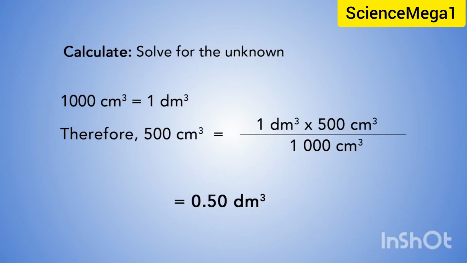Now let's use the relationship between cubic centimeter and cubic decimeter to solve this problem. 1,000 cubic centimeter is equal to 1 cubic decimeter. Therefore, 500 cubic centimeter will be equal to 1 cubic decimeter multiplied by 500 cubic centimeter, divided by 1,000 cubic centimeter. And this will be equal to 0.50 cubic decimeter. Is this answer very clear to you?